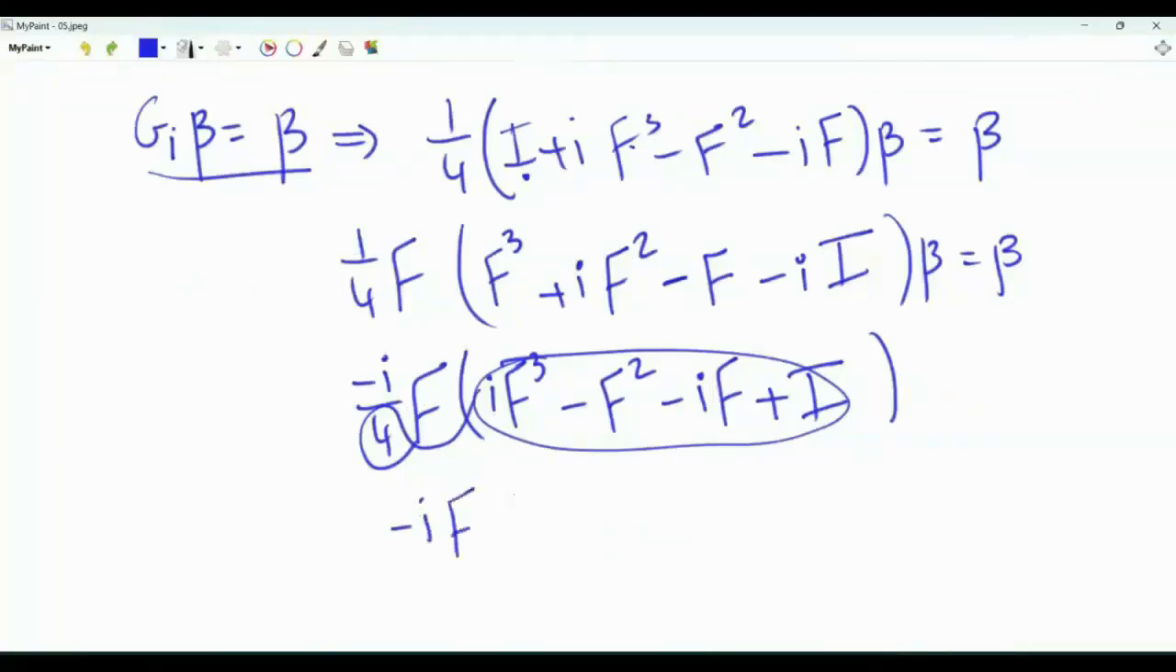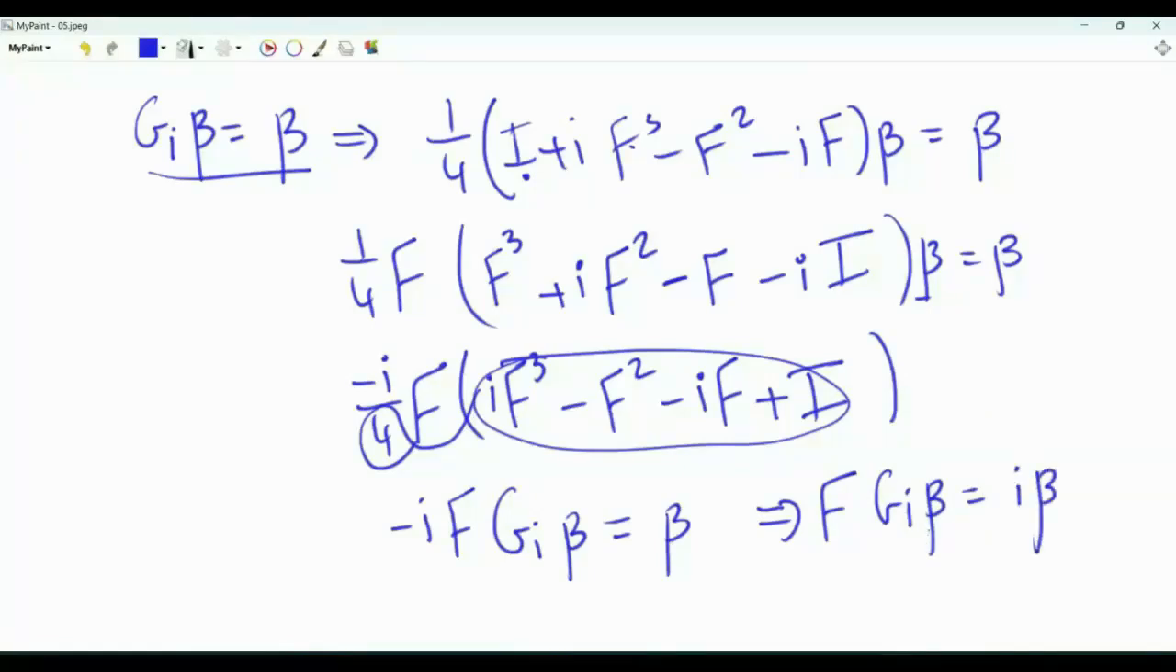What we have is minus I F G sub I times beta is equal to beta. Multiply both sides by I. Then F G sub I beta is equal to I beta. G sub I beta is equal to beta. Then F beta is equal to I beta. If we take any vector in the column space of G sub I, then this vector here is in the eigenspace associated with the eigenvalue I of the unitary DFT matrix.